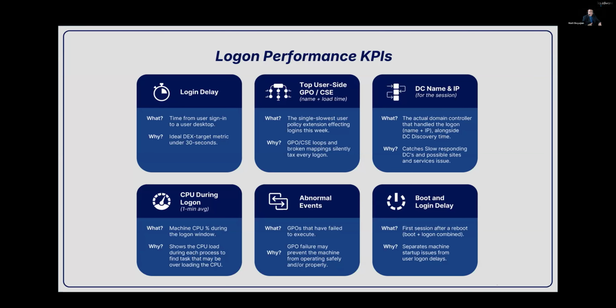Now, on top of that, we also have the top user side GPO CSE, name plus slowest time. That is the single slowest user policy extension affecting logins this week. And we're going to dig into that and why those policies operate the way they do. We're also going to talk about legacy. The reason that GPOs process the way they do is we're dealing with 30 plus years of GPO legacy inside of a system, and it's not organized the way that you think it's going to be.